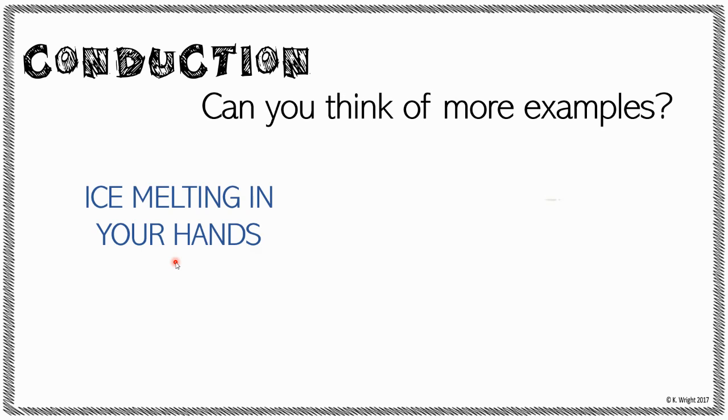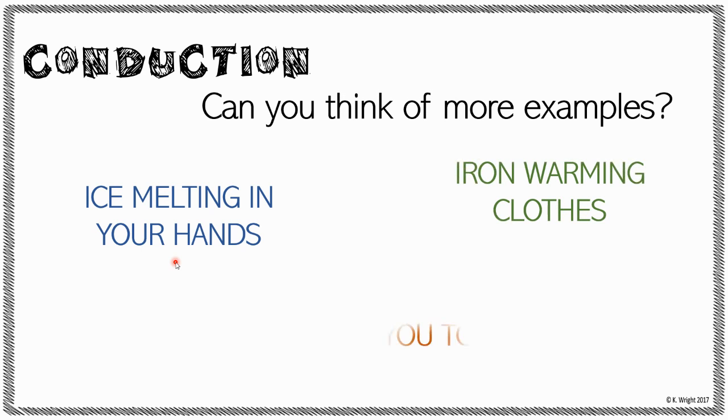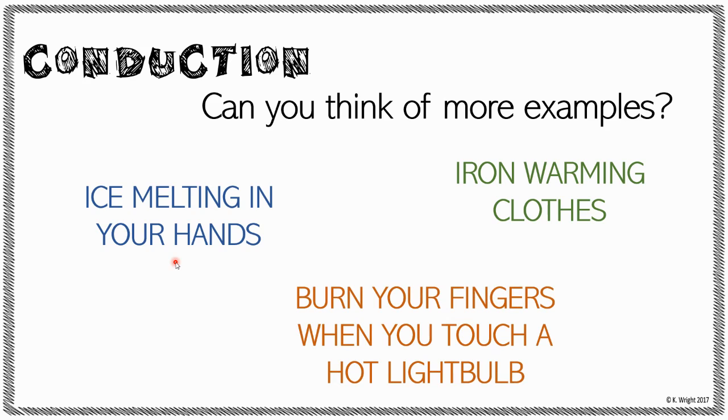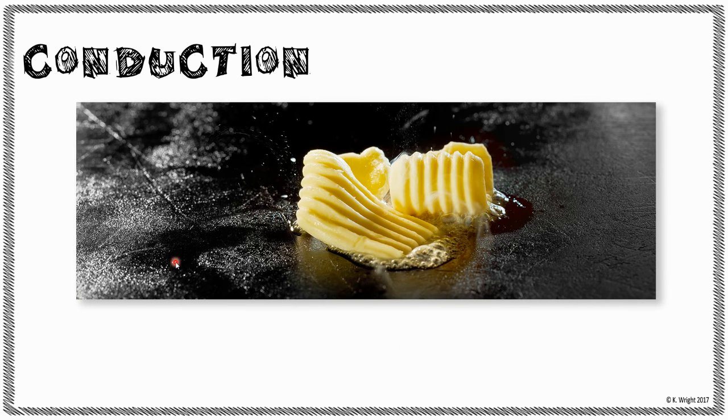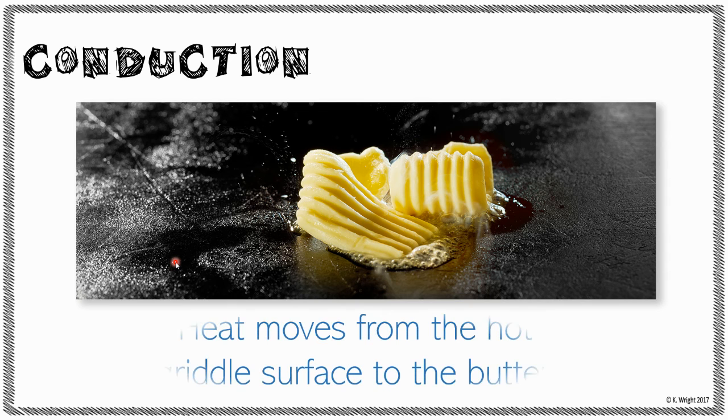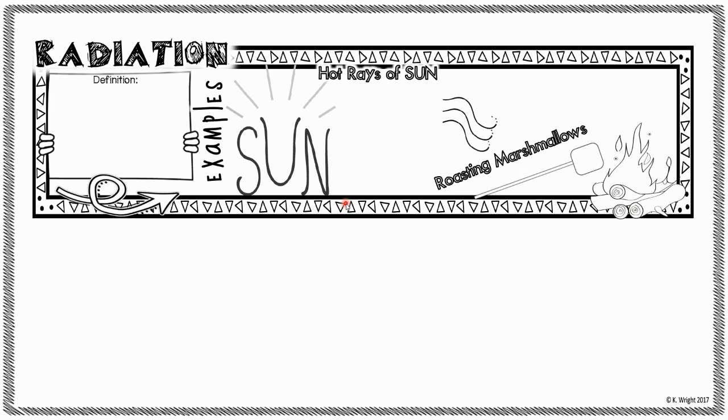All right, so more examples. We have the ice melting. Remember, the ice is in the hand, so the heat's coming directly from the hand and it's touching. If you ever need to go change a light bulb and you forget to let it cool a little bit and you touch it, it's going to be hot. Whenever you're ironing your clothes, this is also conduction. The butter is melting because heat is moving from the burner to the griddle, from the griddle to the butter. Okay, it's touching, so that is conduction.